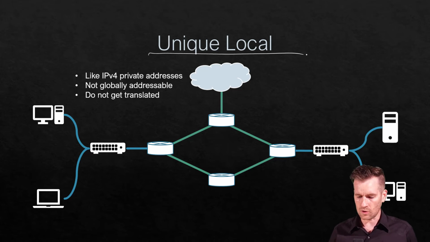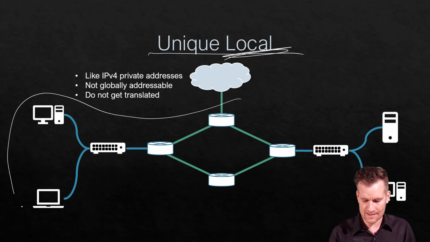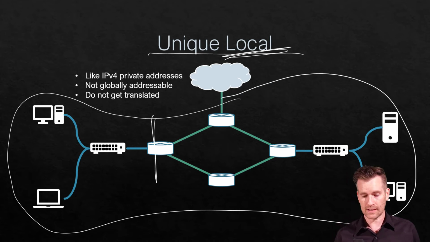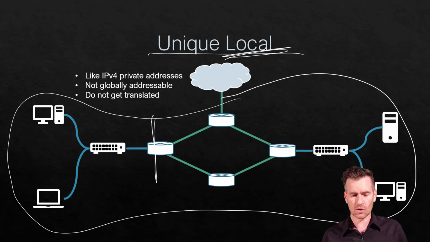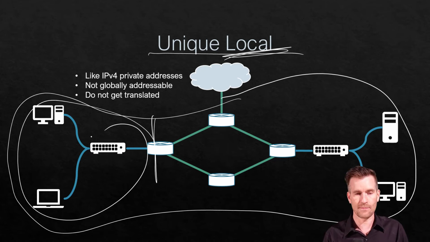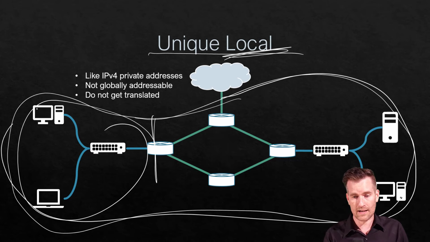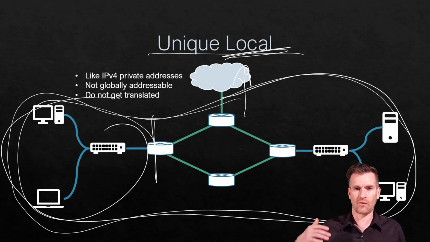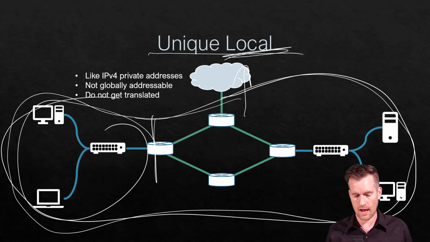When we say local, what we're actually meaning is local to your organization. So this could go beyond your subnet, whereas a link local is just your subnet. But with a unique local, that could be your whole organization. It just cannot be routed to the outside. It cannot be routed globally. It cannot go beyond into your internet service provider or into the rest of the world.